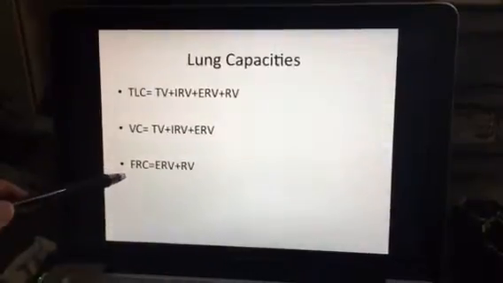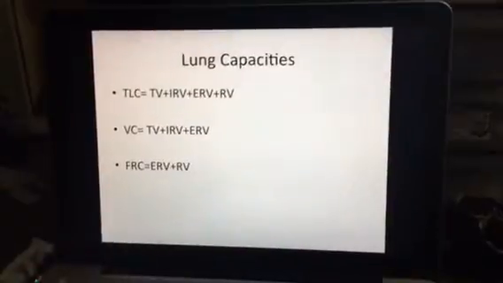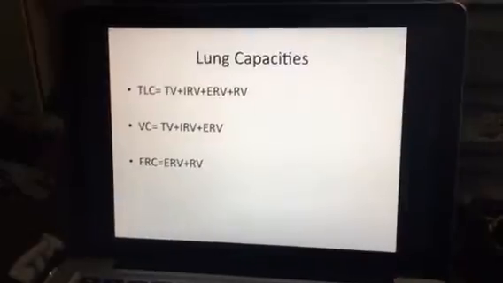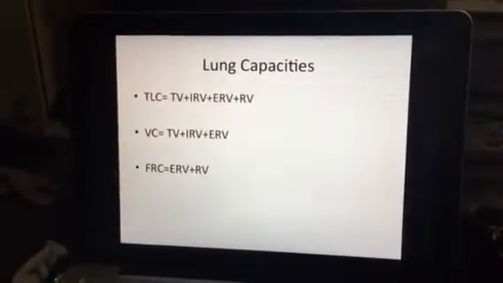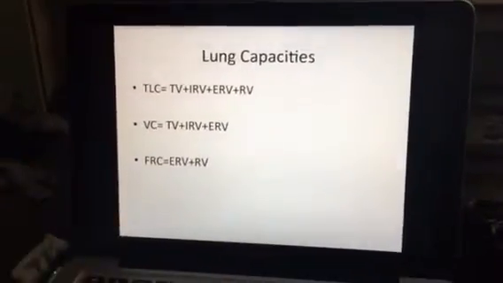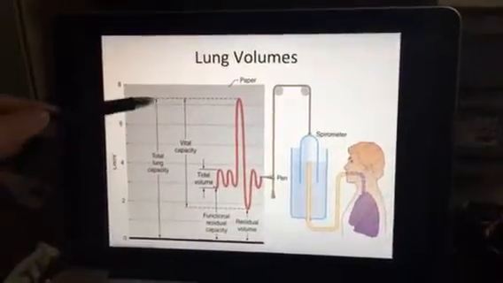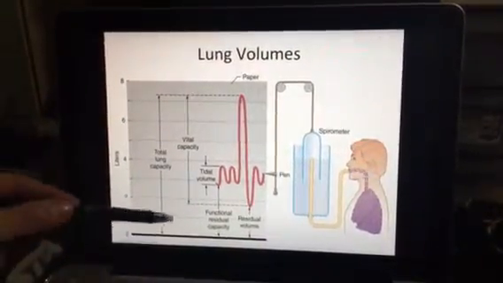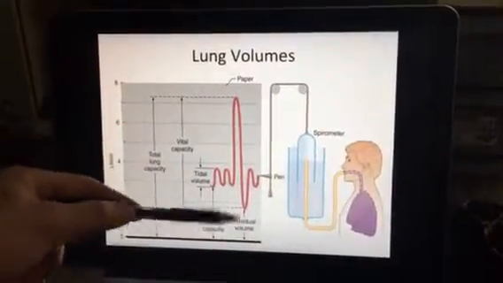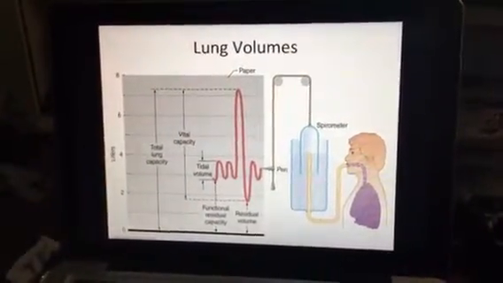And then finally, down here, functional residual capacity is the amount of gas left in the lungs at resting expiratory level. Functional residual capacity is equal to the expiratory reserve volume plus residual volume. And as you can see here is your total lung capacity, which is then comprised of all of these other volumes of gas or air that you breathe to equal total lung capacity.